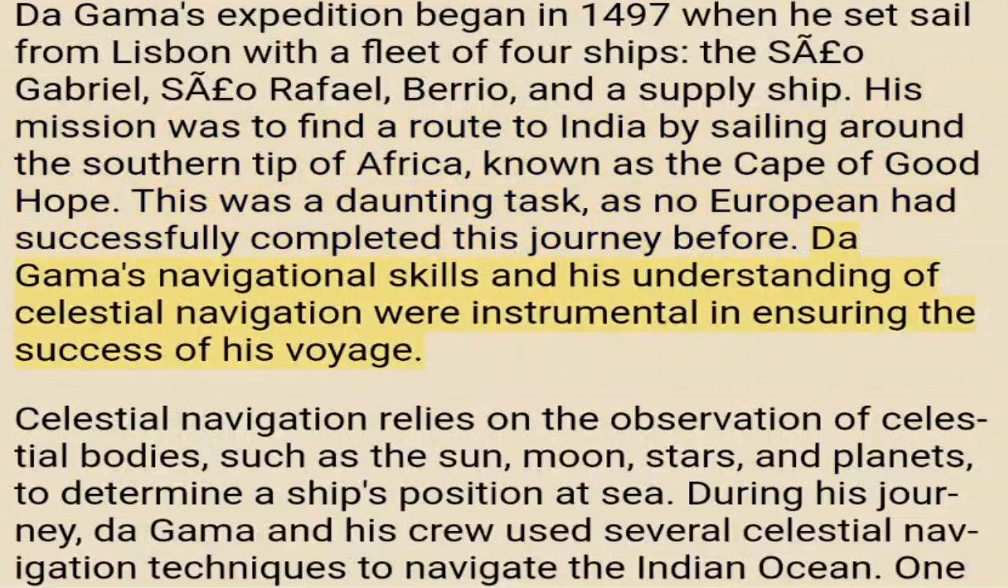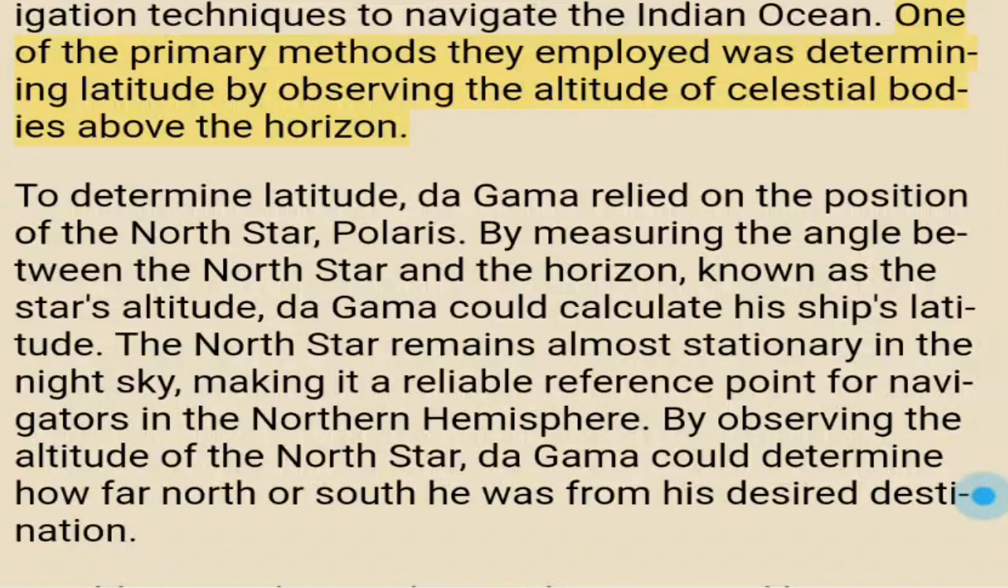Da Gama's navigational skills and his understanding of celestial navigation were instrumental in ensuring the success of his voyage. Celestial navigation relies on the observation of celestial bodies, such as the sun, moon, stars, and planets, to determine a ship's position at sea. During his journey, Da Gama and his crew used several celestial navigation techniques to navigate the Indian Ocean. One of the primary methods they employed was determining latitude by observing the altitude of celestial bodies above the horizon. To determine latitude, Da Gama relied on the position of the North Star, Polaris.